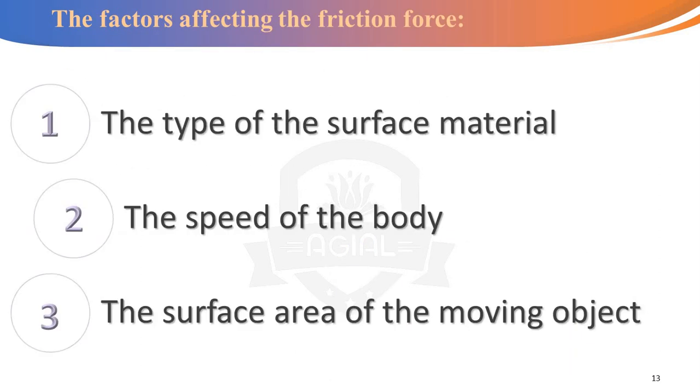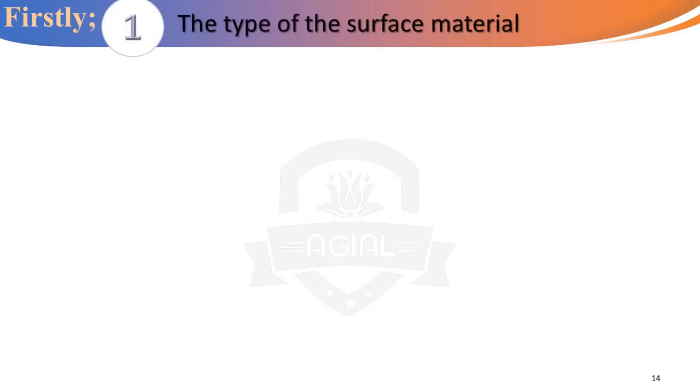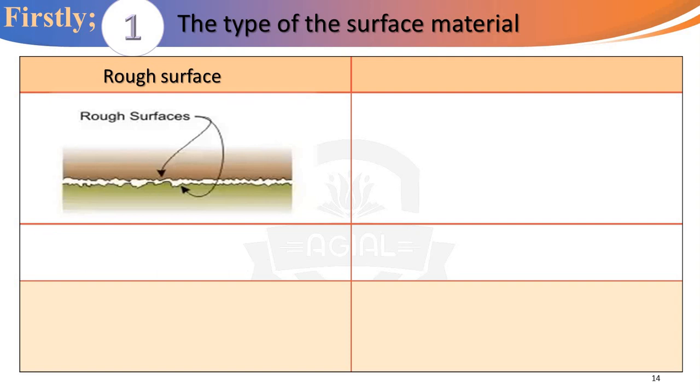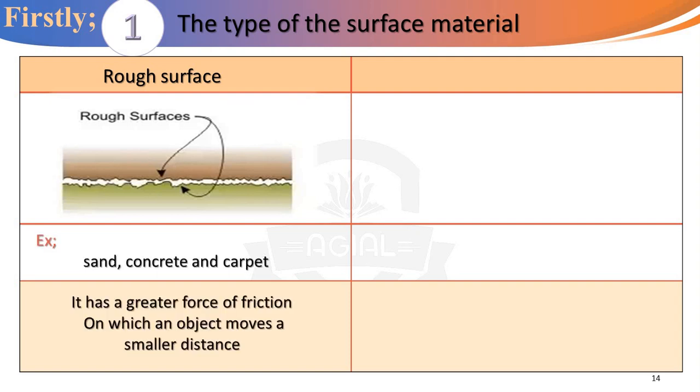Now we have many factors affecting the friction force. The first one is the type of the surface material. The first one is a rough surface, like the sand. When I have an object that moves in the sand, it will move a small distance.